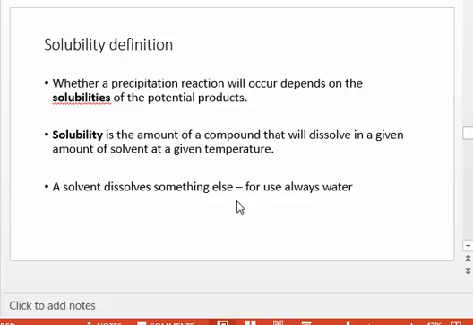A solvent is a chemical that dissolves something else. Again, for us that will always be water.